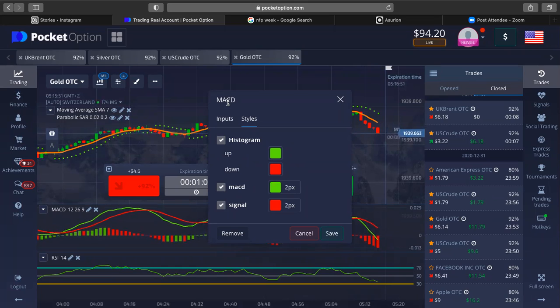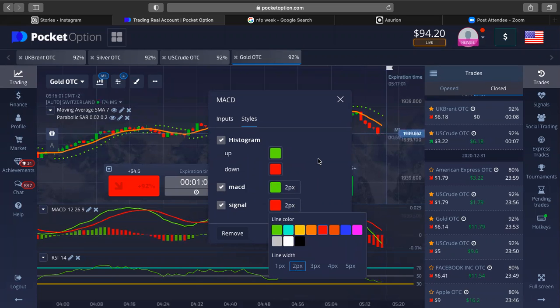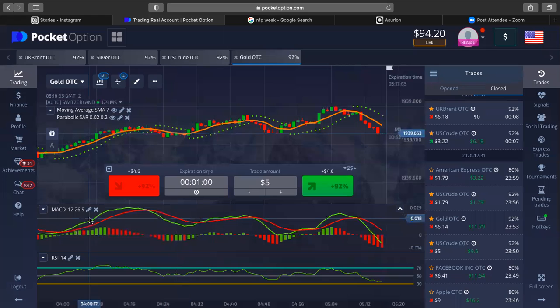So you're going to go to your MACD and you're going to make the MACD 2px to make it a little bit thicker to where you can see the line. You're going to take your signal and make it 2px, a little bit thicker to where you can see the line. You're going to click save.